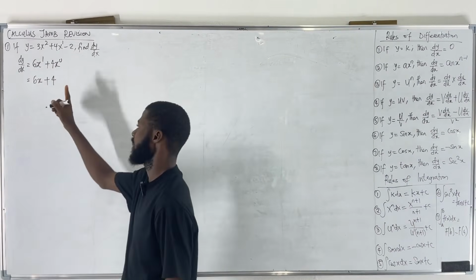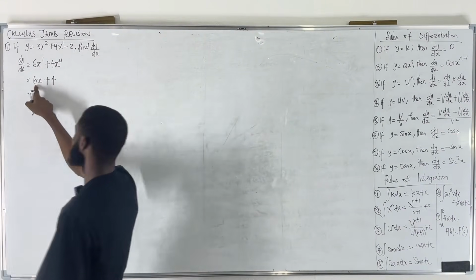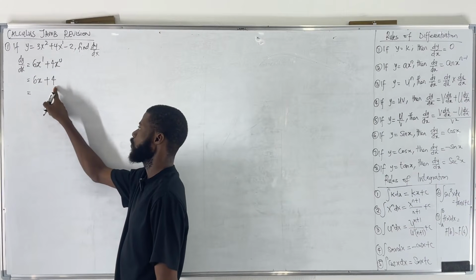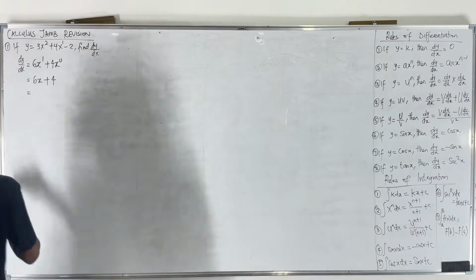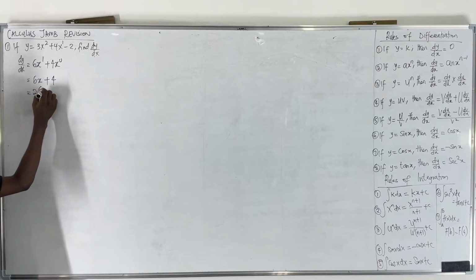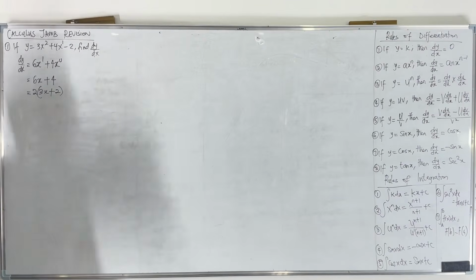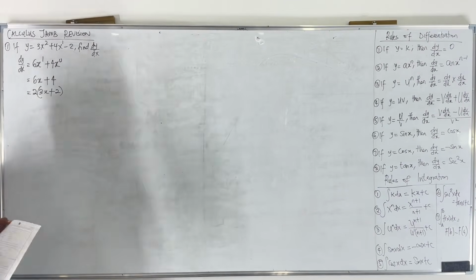Now another way this answer can be written on the day of the exam is look at 6x and look at 4, 2 is common. So this will be 2 bracket 6x over 2 is 3x plus 4 over 2 is 2. So you see that this is how to answer this very question.